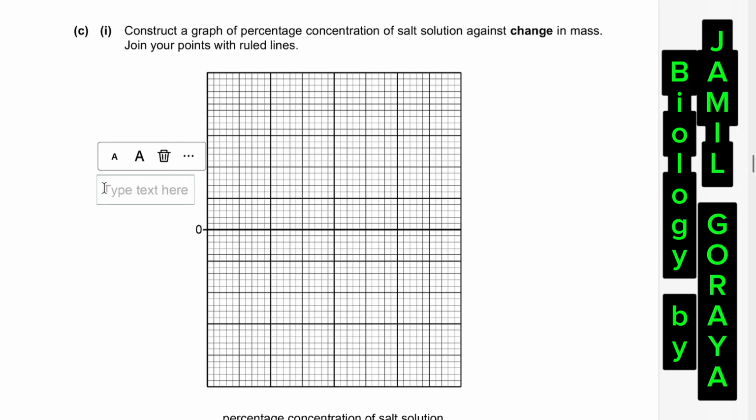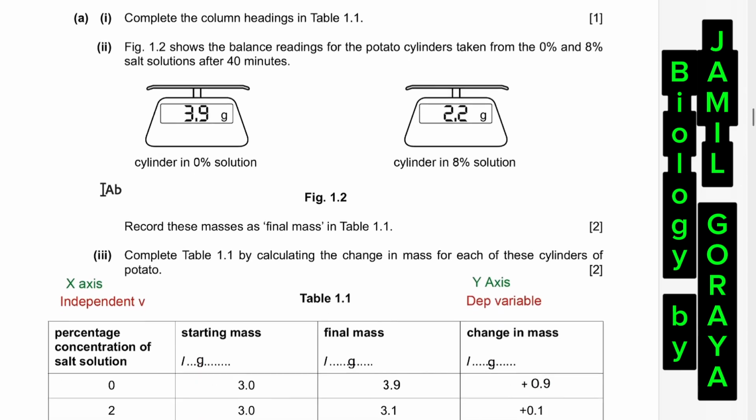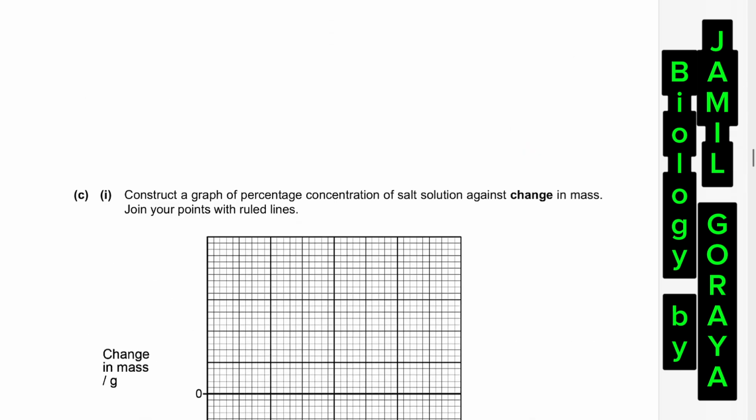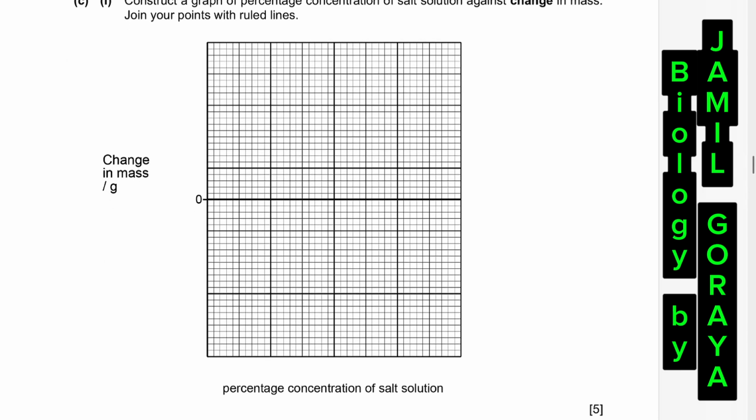Here we will be labeling change in mass / gram. So this labeling will give us 1 mark. The next mark is for the linear scale. And if we see the data in the table, for the independent variable, it is from 0 to 8 with regular intervals. Same, we have to make a linear scale here on the x-axis.